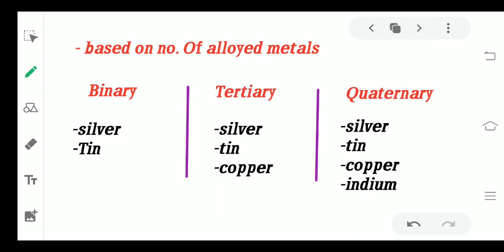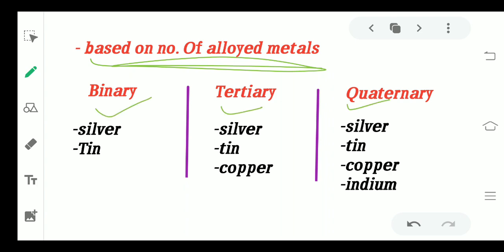Moving on to the number of alloyed metals which have been involved, this is the last classification which we have. On this classification we can have three types: binary, tertiary and quaternary. Binary is actually containing silver and tin. Tertiary will have silver, tin and copper in it, and quaternary will have four components or elements, that is silver, tin, copper and indium. So this was the whole classification.